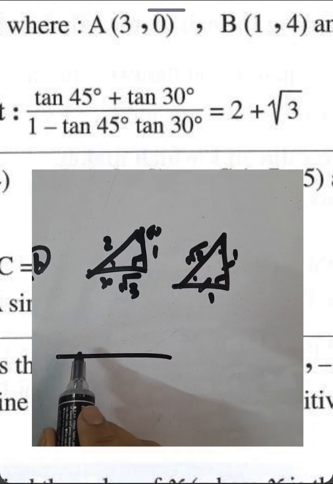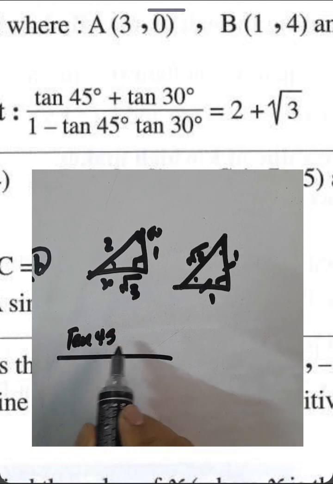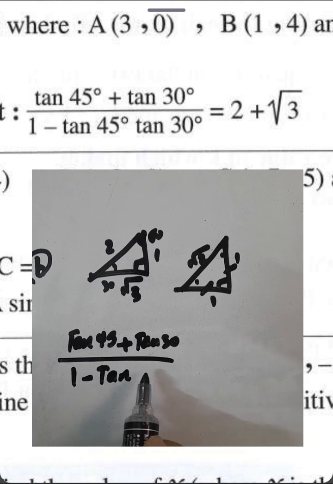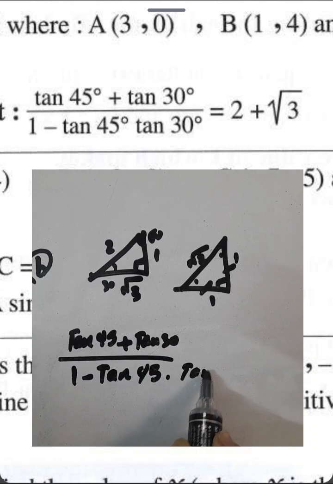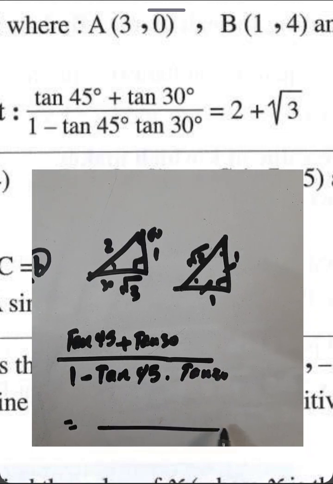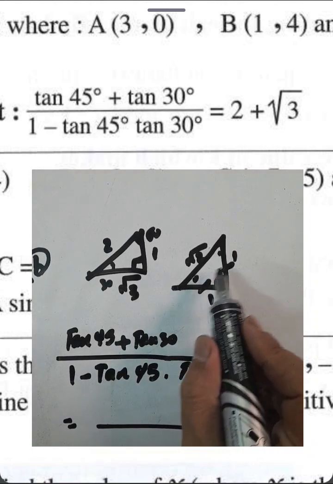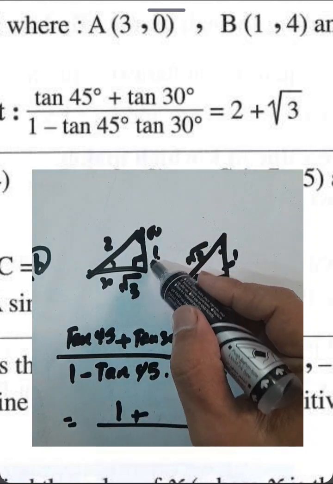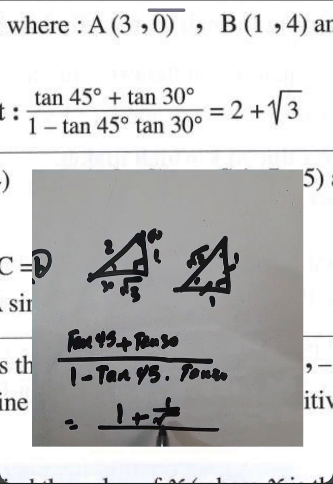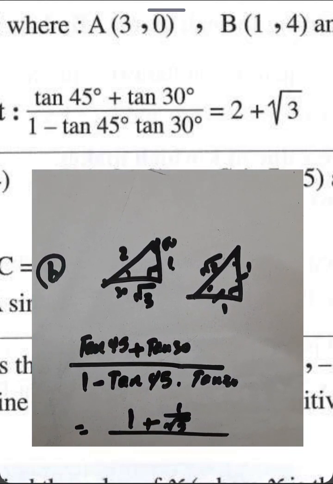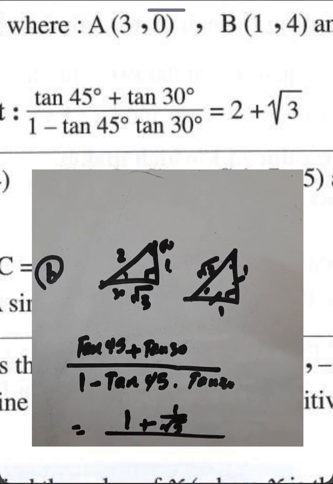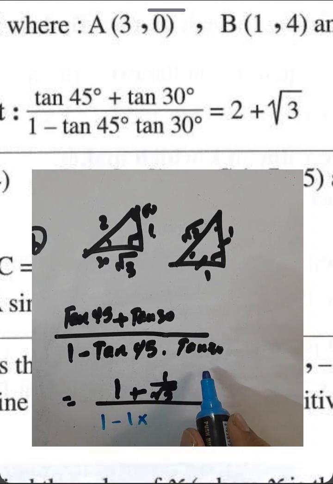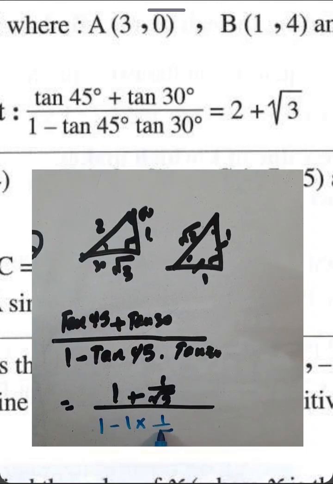Then we can write tan 45 plus tan 30 over 1 subtract tan 45 times tan 30. Then tan 45, we have 1 over 1, it will be 1. Tan 30, opposite over adjacent, 1 over root 3. And 1 subtract tan 45, tan 45 will be 1, tan 30 will be 1 over root 3.